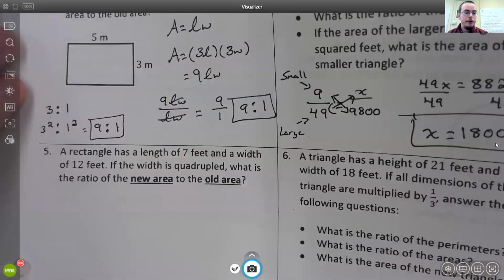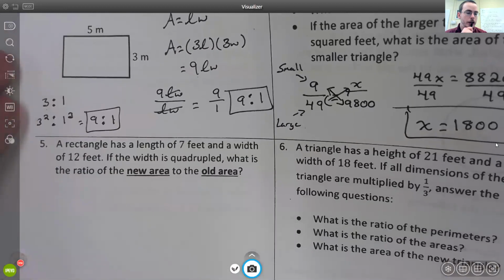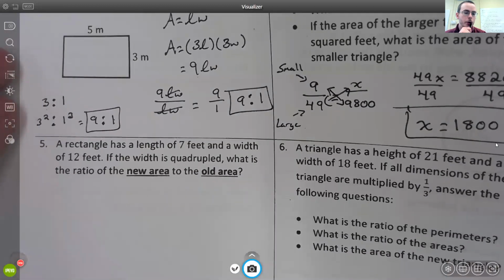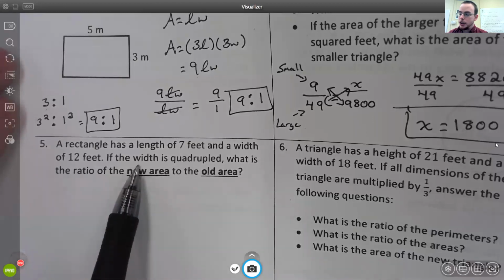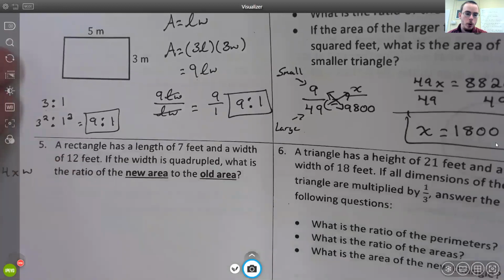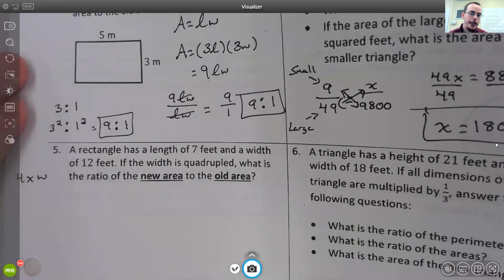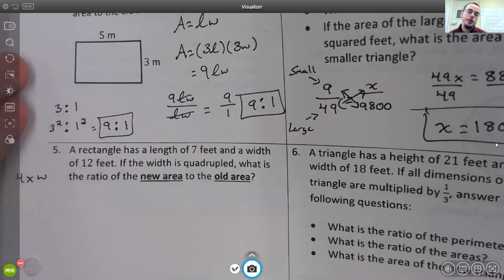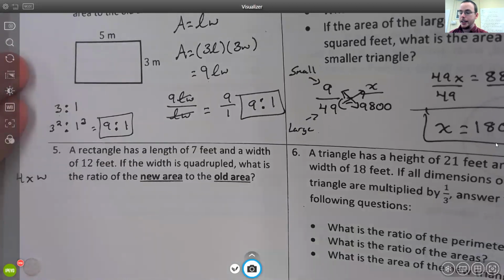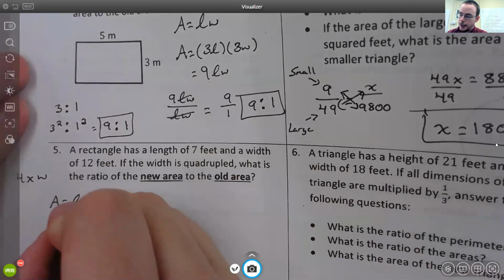All right, let's look at number 5. Number 5 says a rectangle has a length of 7 feet and a width of 12 feet. If the width is quadrupled, what is the ratio of the new area to the old area? So all it says is the width is quadrupled. So we're multiplying the width by 4. Okay, but we're not doing anything to the length, so we can't use the ratio of sides for this. However, we can use our formulas. So the area of a rectangle is given to us by the length times the width.